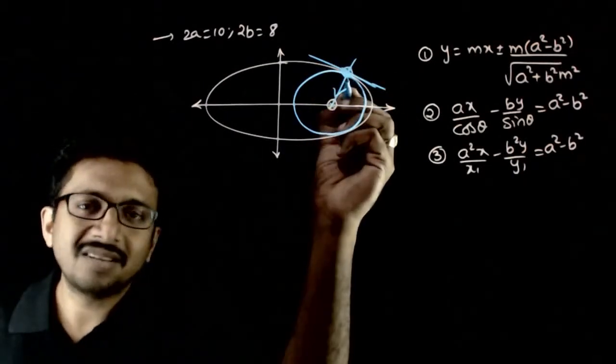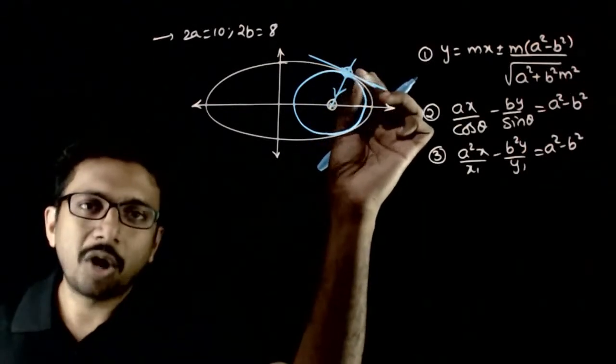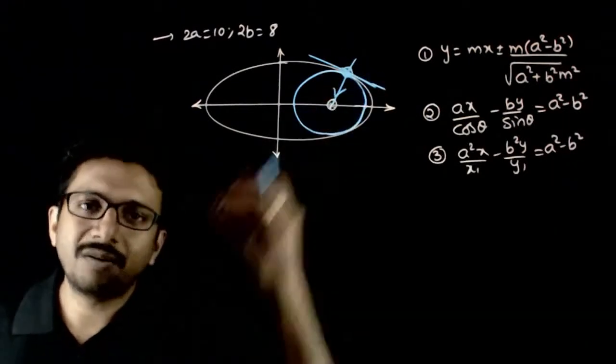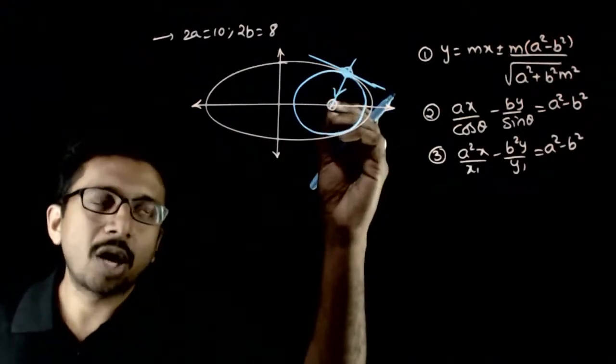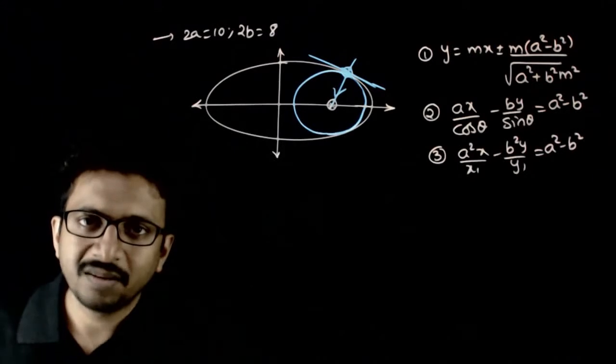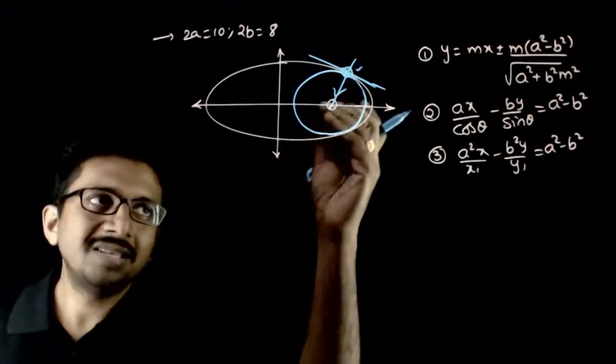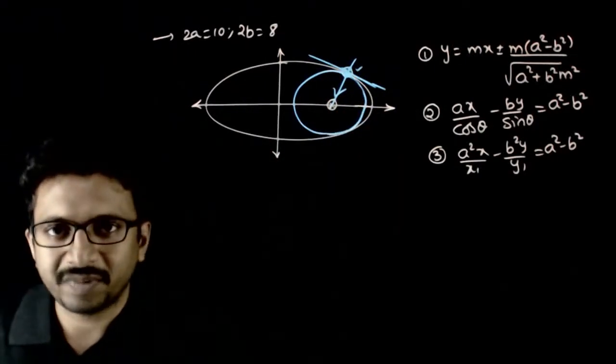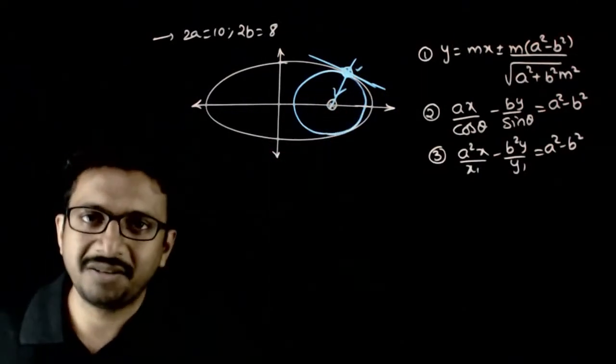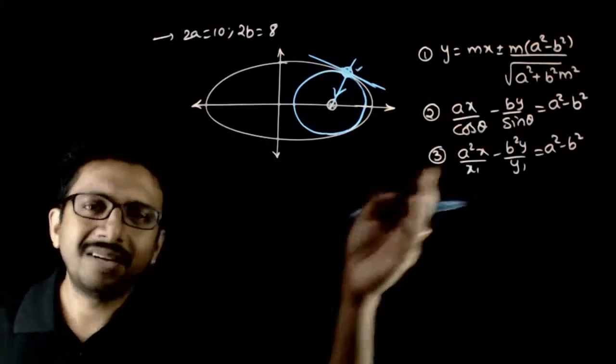So where is the point at which the normal passes through the center of the circle? Because we know that in a circle the normal always passes through the center. So we have to find the point where you can draw a normal such that it goes through the focus. That will be the point of touching. You can have different forms.